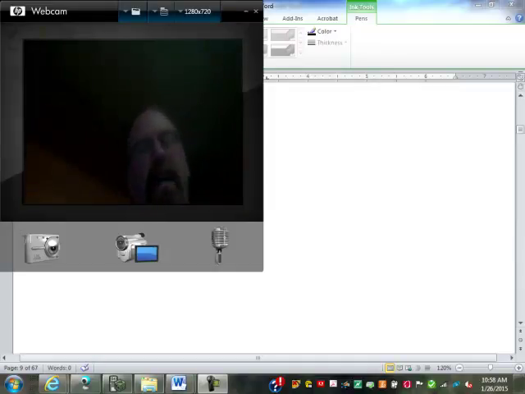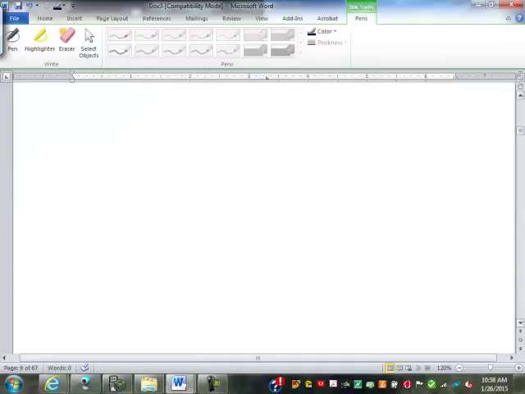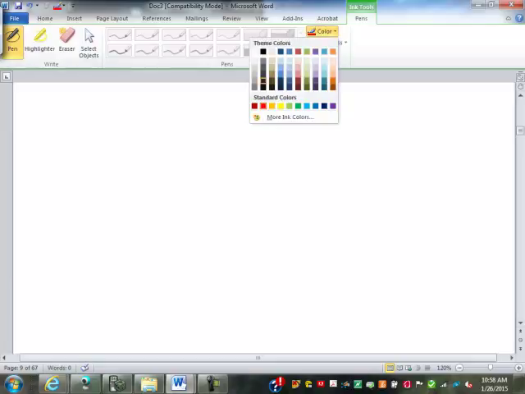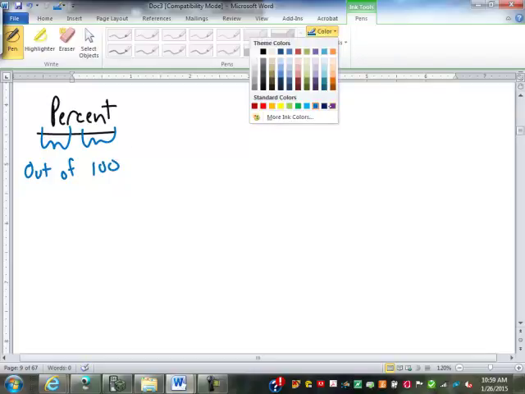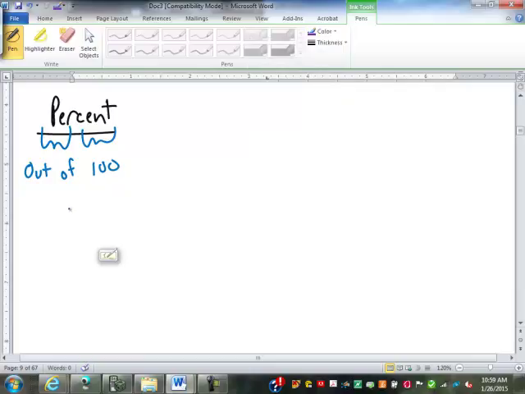Okay, so our new topic for today, we're going to talk about percents. And to understand percents, you need to understand the word percent. Percent is actually made up of two words. Per, if you think of miles per gallon or dollars per hour, it's for each or out of. And cent, if you think of cents in a dollar or years in a century, it's 100. So percent literally means out of 100.